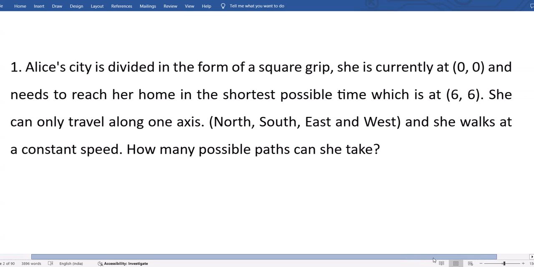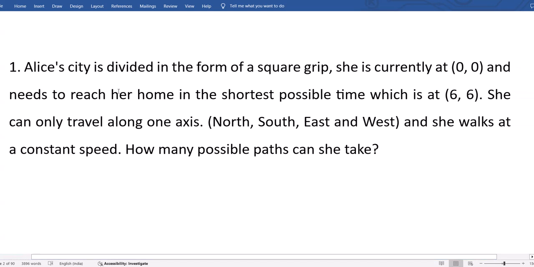So Alisa's city is divided in the form of a square grid. She is currently at point 0, 0 and needs to reach her home in the shortest possible time, which is at point 6, 6. The entire city is mapped into a square grid. She is at 0, 0 and she needs to reach 6, 6.